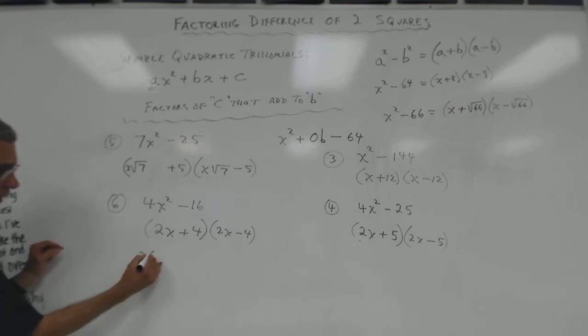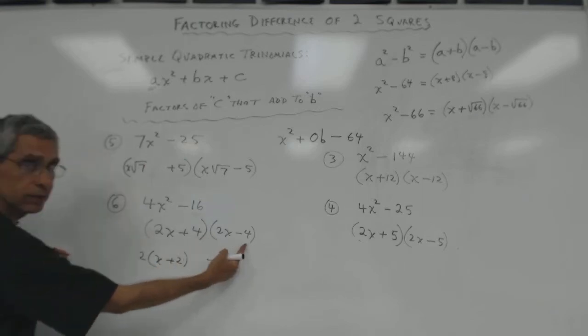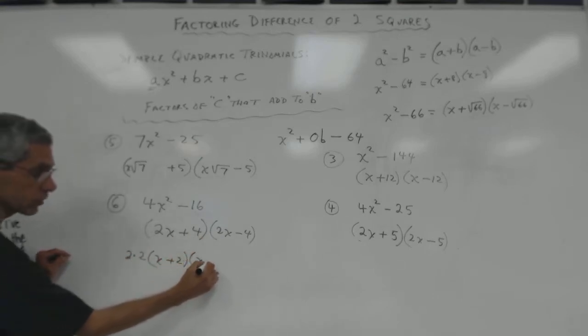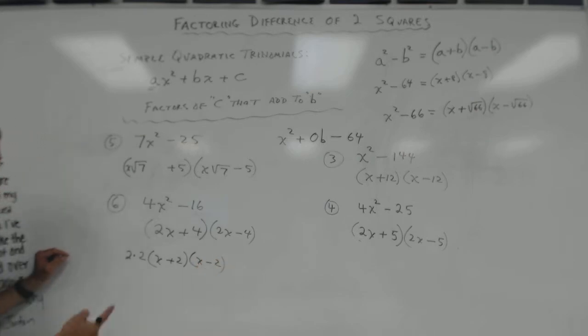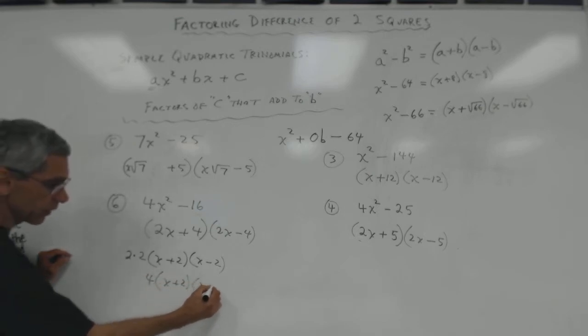So I'm going to do 2 parenthesis x plus 2. Am I right? Okay, but then can I factor something out of this? Yes, 2. Okay, so I'm going to put another 2 here, 2 times 2, and just put the x minus 2 here, right? Okay. So really, what did I factor out? I factored out a 4. 4 parenthesis x plus 2 times x minus 2.